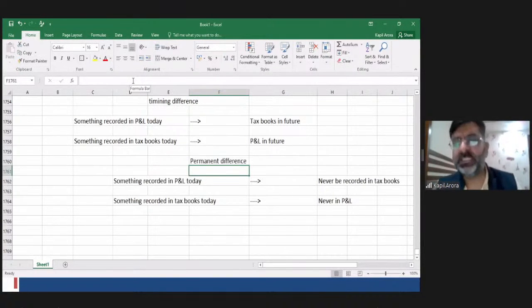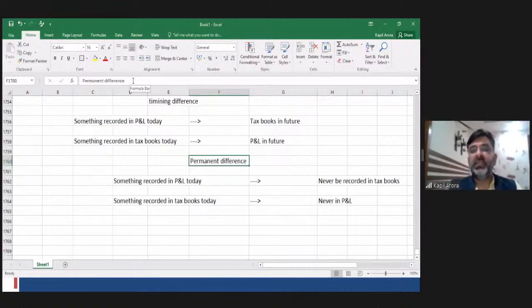So Kunal, generally the calculation is done side by side. The reason is you get to know why the P&L and tax books are coming different. So automatically you get to know about this, right?